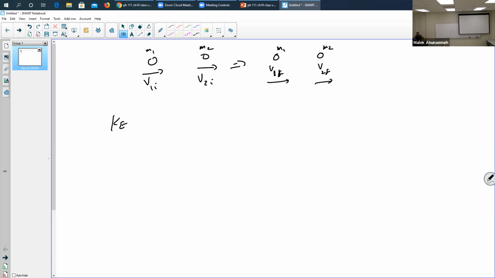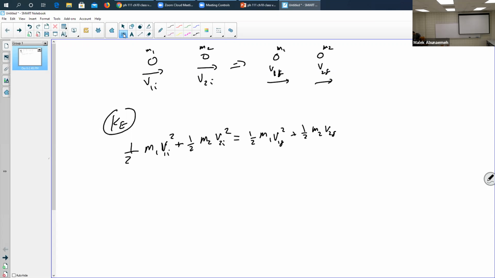Now, when you talk about the kinetic energy for both of them, it is going to be 1/2 M1 V1 initial square plus 1/2 M2 V2 initial square, which equals 1/2 M1 V1 final square plus 1/2 M2 V2 final square, which we did. Then we multiplied everything by 2. So what we got was M1 V1 initial square plus M2 V2 initial square equals M1 V1 final square plus M2 V2 final square.